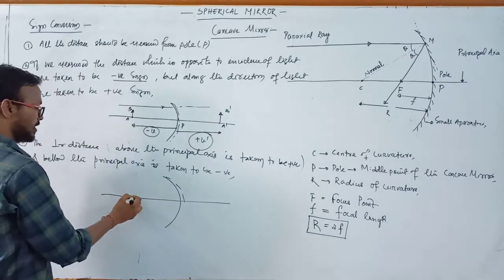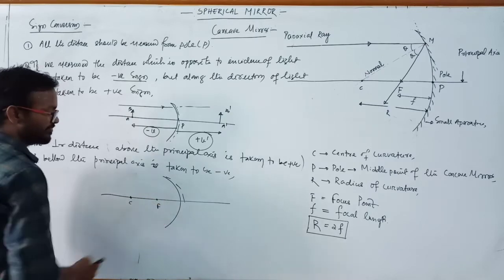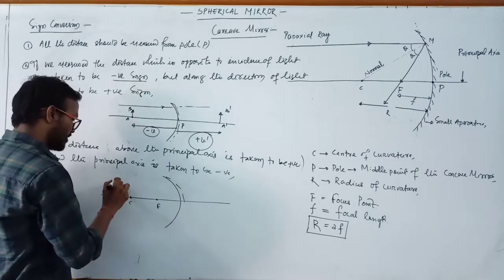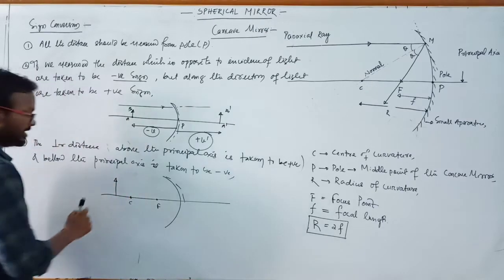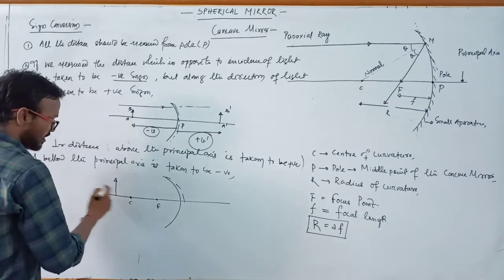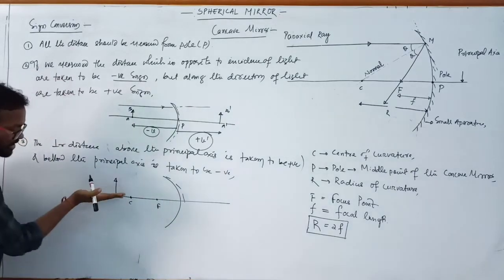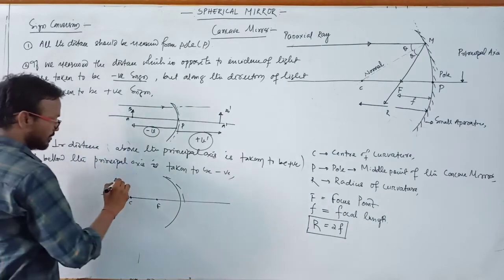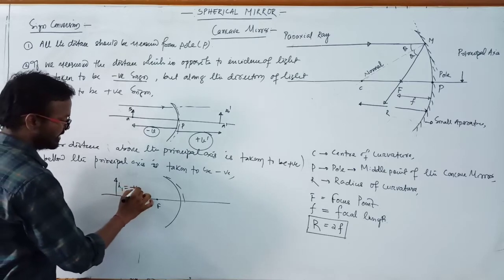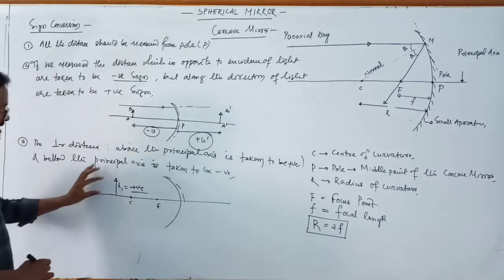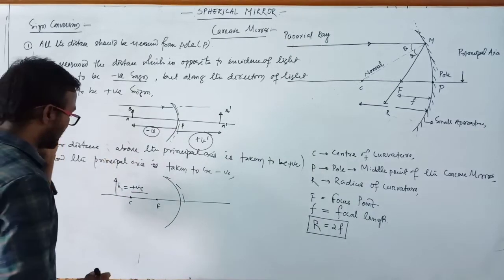this is the center of curvature, this is the pole, and this is the focus point. We already know. Suppose we have an object here, beyond C, perpendicular to the principal axis. If we measure this distance above the principal axis, suppose it is h1, and here h1 is positive. Why? Because this distance is perpendicular to the principal axis and above the principal axis.